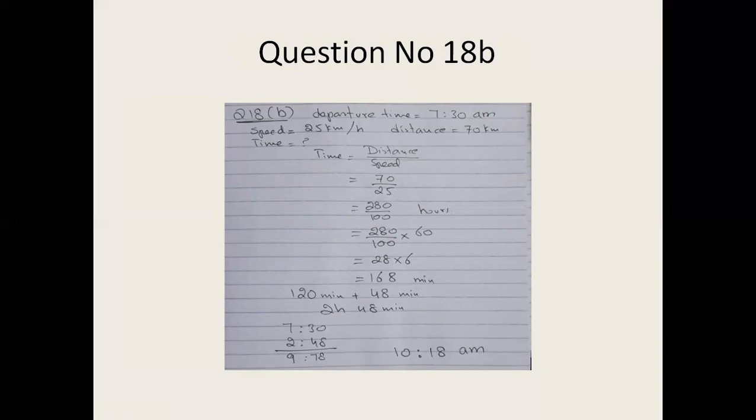So I will add: the departure time is 7:30. The journey time is 2 hours 48 minutes. So the arrival time will be 9:78. But this 78 minutes does not exist. So out of this, I will take 60 minutes and give it to the hour. So 9 plus 1, it will be 10 hours, and you're left with 18 minutes. So 10:18 a.m.